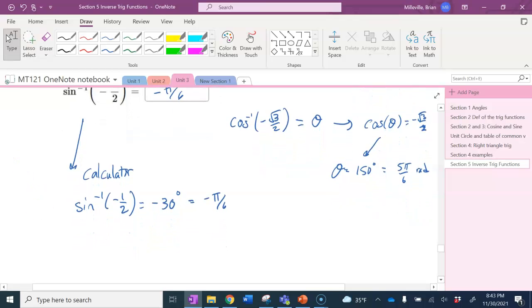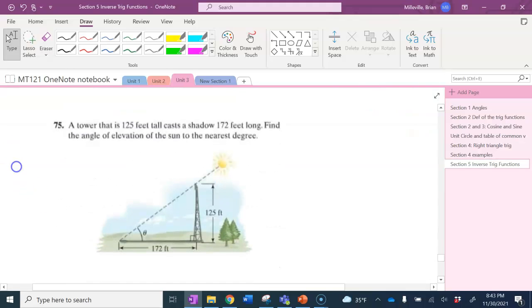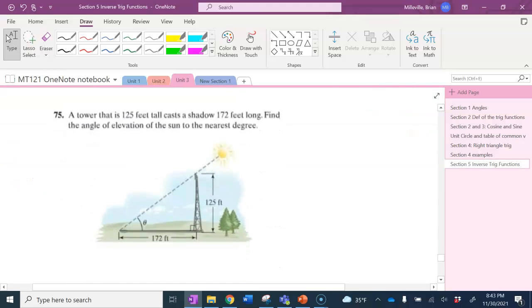All right, let's do one more example here to finish off. This is an application problem. In this one, notice we're given a situation and we can see a right angle triangle in the picture, but we're not given the angle. We need to find the angle. So the problem says we have a tower that's 125 feet tall. It casts a shadow 172 feet away from the tower. Find the angle of elevation.